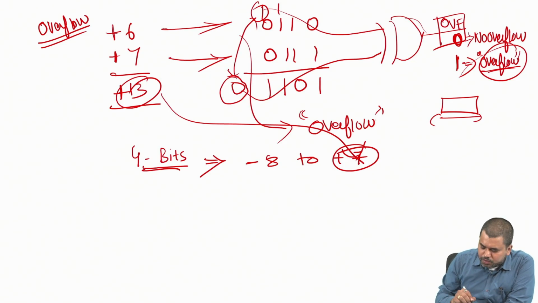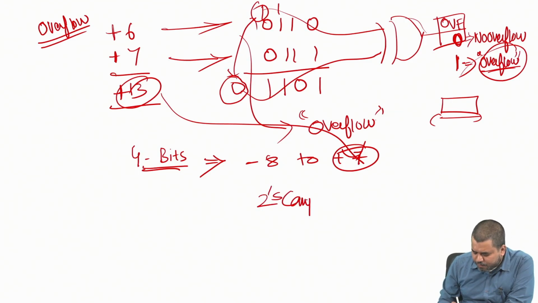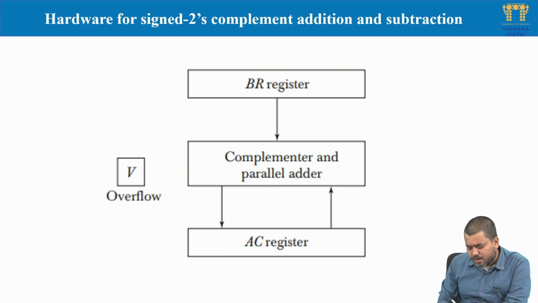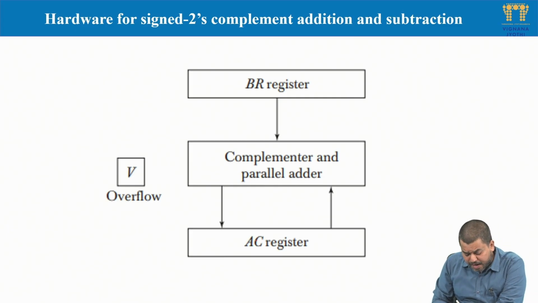Now, for this 2's complement representation, if we want to implement it in hardware, let us see the hardware for this. This is just a simple hardware. Take one number. Here we do not need to represent the sign separately, because this is the 2's complement representation and the sign is integrated with the number. So the entire number is stored in the AC register, and the other number is stored in the BR register.